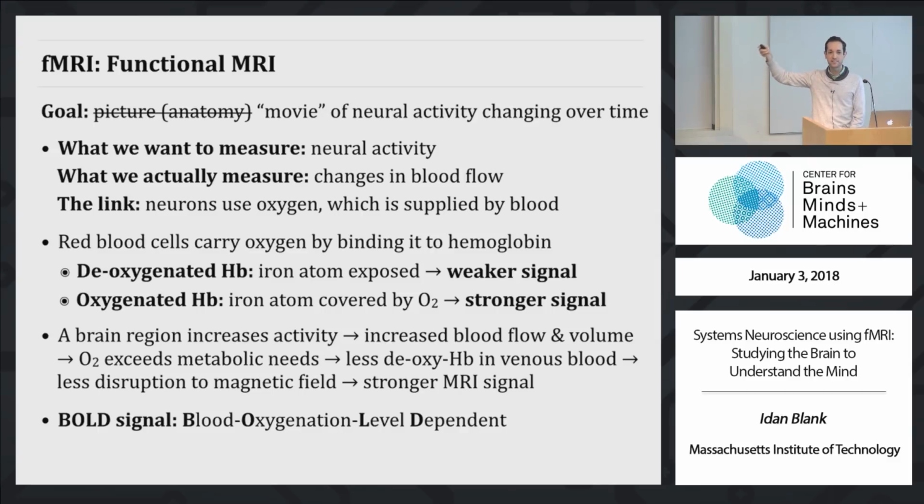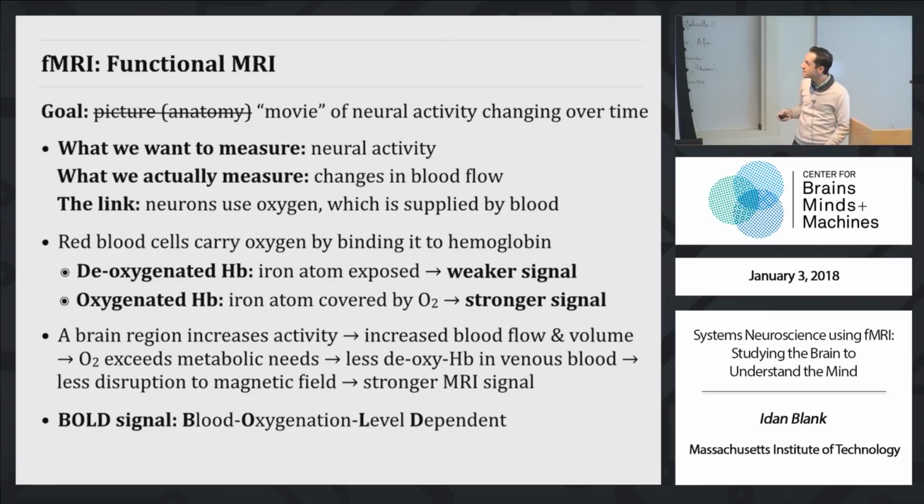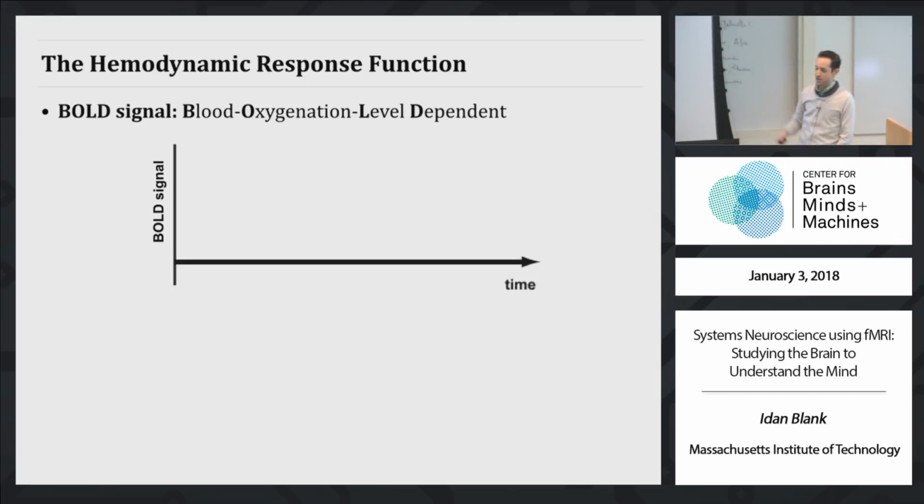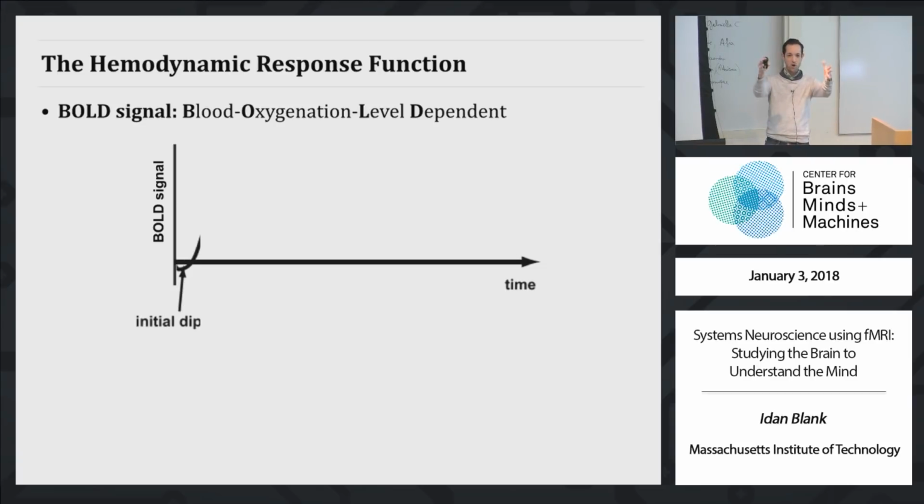So that's an example of a case where different tissues, different parts of the brain will dephase at different speeds depending on how much exposed iron there is. So let's see how this signal looks. I'm going to show you the BOLD signal and how it changes over time when we record it from a region. And the first thing that happens after a region starts responding, for example, we showed a participant some picture and the visual cortex starts responding.